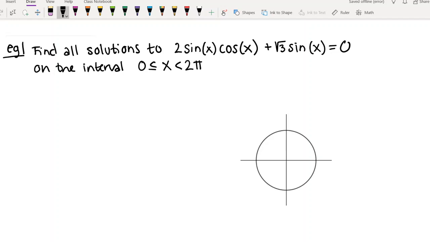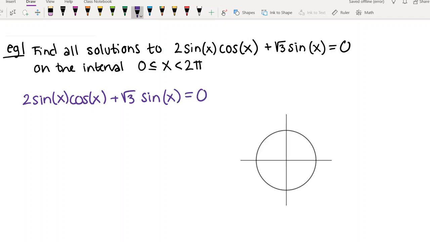Once again, we're going to be factoring here, but it's not a quadratic the way the other one was. In this case, we want to focus on what common factors we can factor out from both parts. So if we have 2 times sine of x times cosine of x plus square root of 3 times sine of x is equal to 0, notice that both of these terms have a common factor of sine of x. So we can factor out a sine of x.